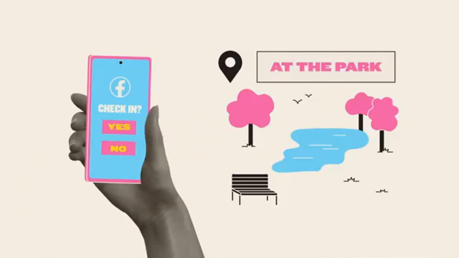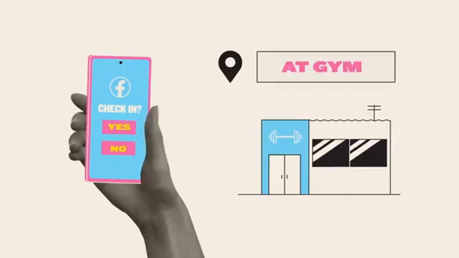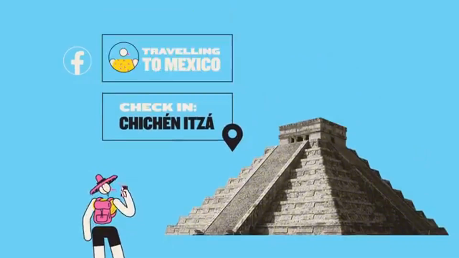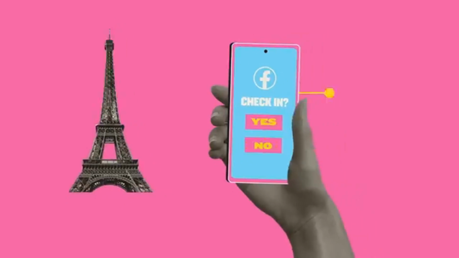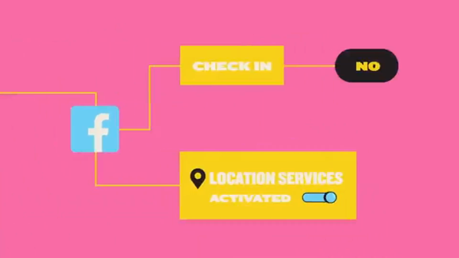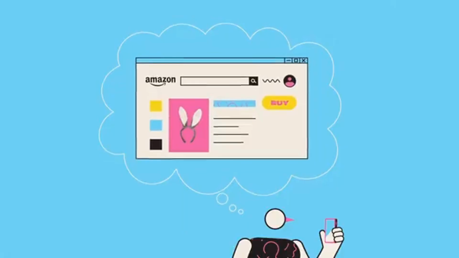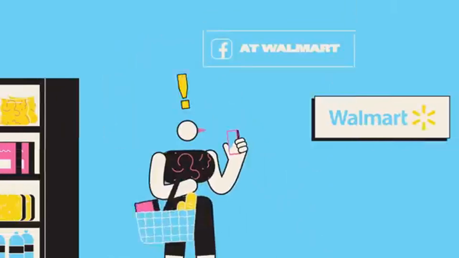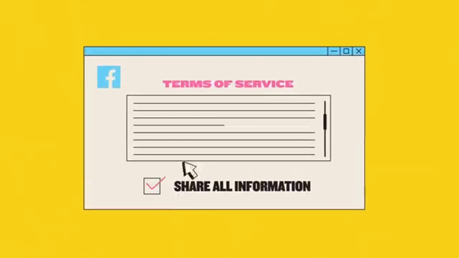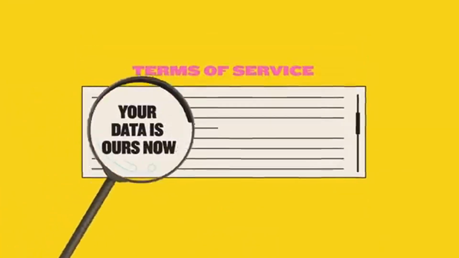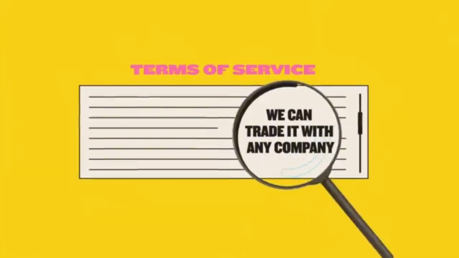You might check into places you go, favorite restaurants, your gym, or tourist attractions, in which case Facebook knows you're traveling. And even if you don't check in, if the app has access to location services, it knows where you are most of the time anyway. Forget about Facebook knowing where you shop online. It knows where you shop in real life. You freely shared all of this information with Facebook, and its terms of service let it use that data however it wants, which includes trading it with other companies.